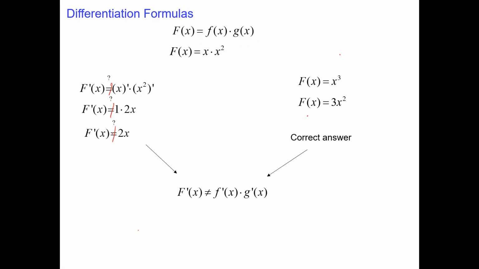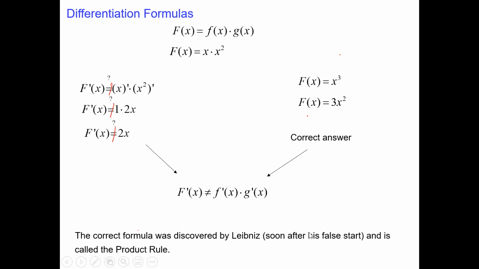Okay, 2x is wrong. And just the conclusion for now: the derivative of a product is not the product of two derivatives. We have to find a new formula, and I have the formula. We will look a little closer.